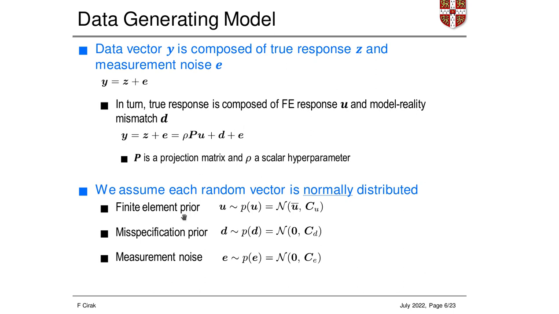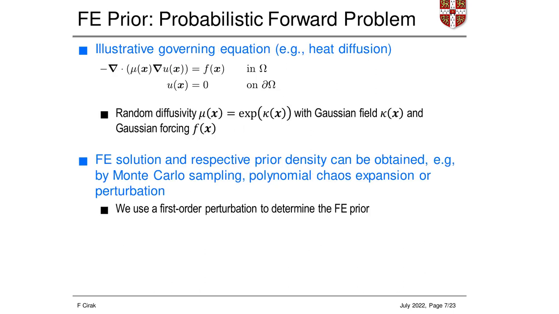In this work, we assume that all the priors and likelihood are Gaussian. Hence, the probability densities of all these random variables are fully defined with some mean vectors and covariance matrices. As a representative example, let us consider a probabilistic forward problem where the governing equation is a second-order elliptic partial differential equation, the Poisson equation. Here, the coefficient mu and the source f are assumed as Gaussian random variables.